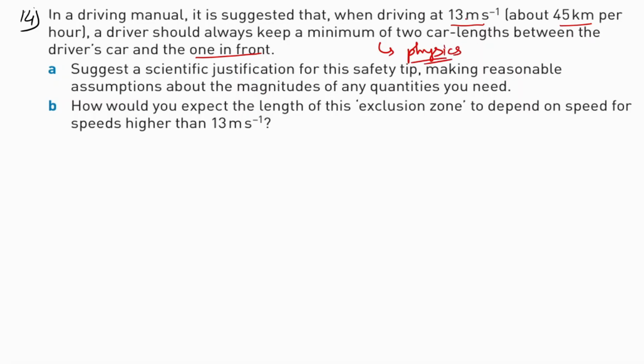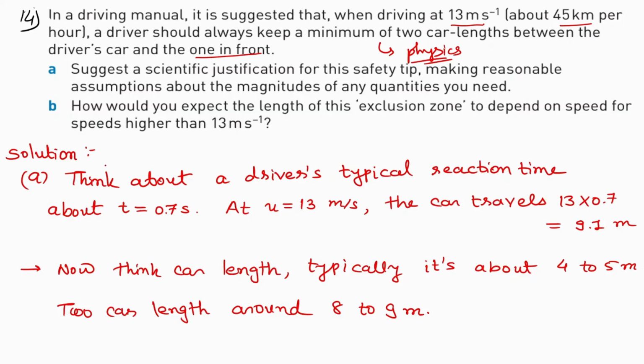So, in the solution, think about the driver's typical reaction time. What is the typical reaction time? When a driver drives a car on the road and sees some obstacle, he or she takes time to think about the obstacle and react to it. It's called the reaction time. Typically it is about 0.7 second. Now they give an initial speed of 30 meters per second. So here I write u as 30 meters per second.